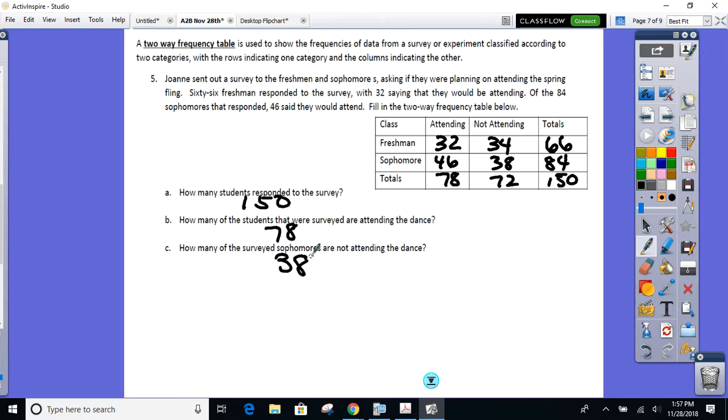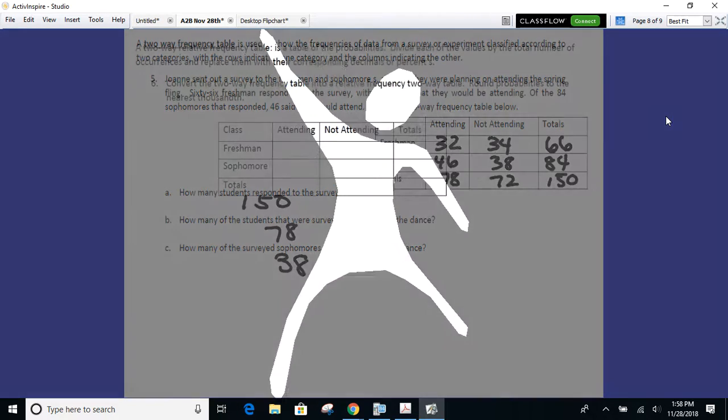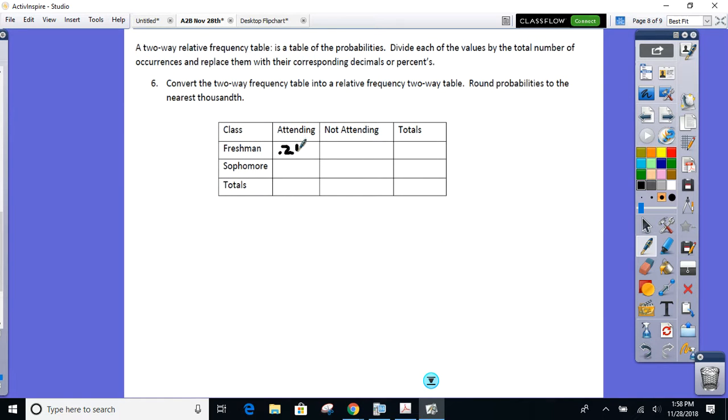So for instance, this is 32 out of what that are freshmen that are attending? 32 out of? No. This is all students here. 32 out of 150. Everybody go to your calculator right now. 32 out of 150. You're going to get a nice decimal in there. And that's why I asked you to round to nearest thousand. So 0.213. So that's what's going to go in the freshman attending. 0.213. How about sophomores attending?